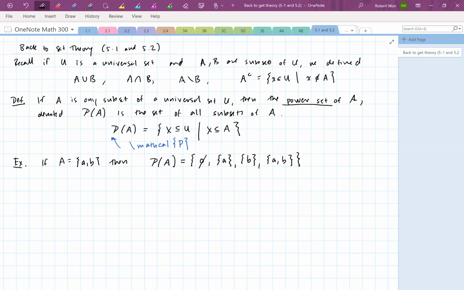Okay, again, notice here that I didn't really specify the universal set in this example, because actually the universal set doesn't really matter when it comes to defining the power set, right? No matter what the universal set was here, the power set of A would have been the same thing.